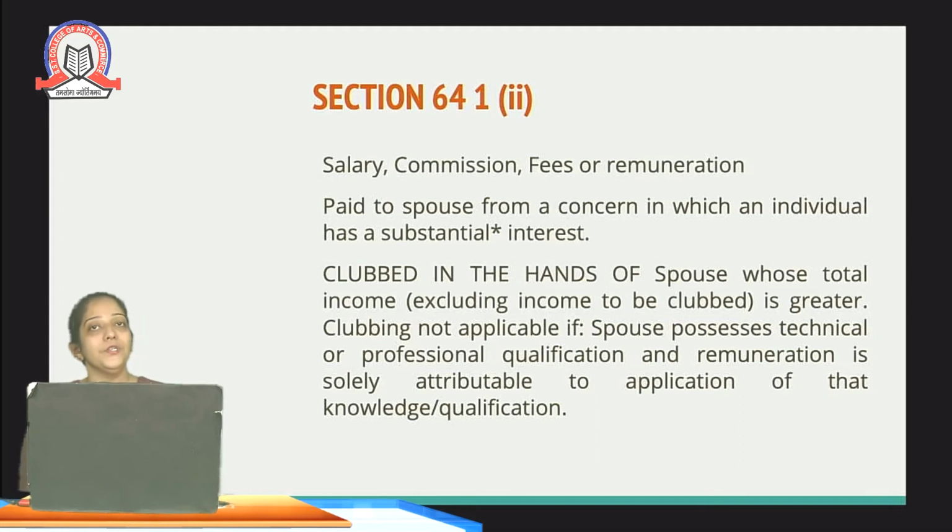Now we have salaries, commissions, fees and remuneration paid to a spouse from the concern in which an SST is working, in which an SST has substantial interest. The amount which the spouse is getting will also be clubbed into the income of the SST, provided it does not include technical or professional qualification, or the remuneration is solely attributable to the spouse. That means, for example, if the spouse of Mr. A is a CA, a chartered accountant, and she is working in a company as a chartered accountant, she has technical knowledge and qualification in relation to that work. So if she is earning a salary from that company, that will be taxable in the hands of Mrs. A only, and it will not be clubbed into the income of Mr. A.